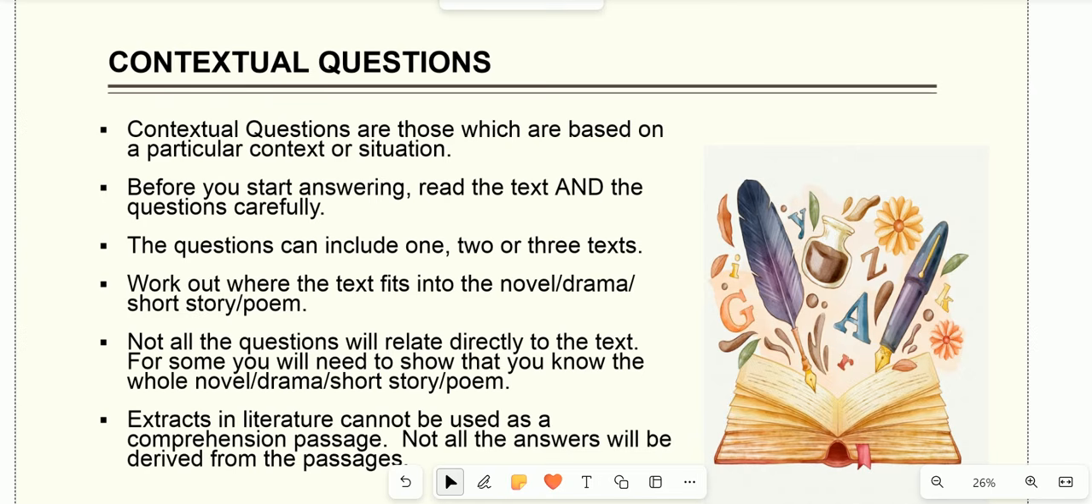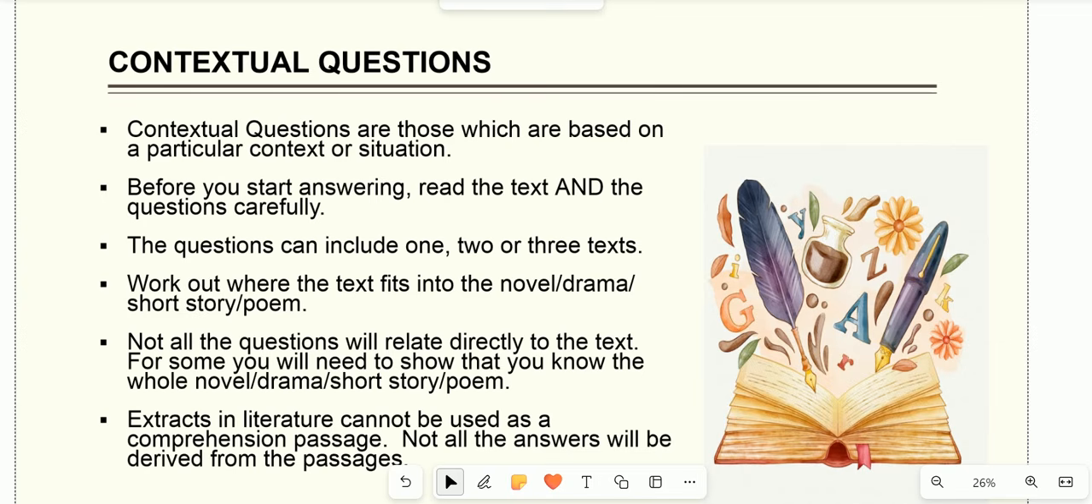Please bear in mind that you are writing out of 70 and you are only going to respond to the genres that you have done at your respective schools. When you get that paper tomorrow, just concentrate on those genres. Don't deviate from that which your good teachers have taught you. Not all the questions will relate directly to the text. For some, you will need to show that you know the whole novel, drama, short story, or poem. Extracts in literature cannot be used as a comprehensive passage. Not all the answers will be derived from the passage.